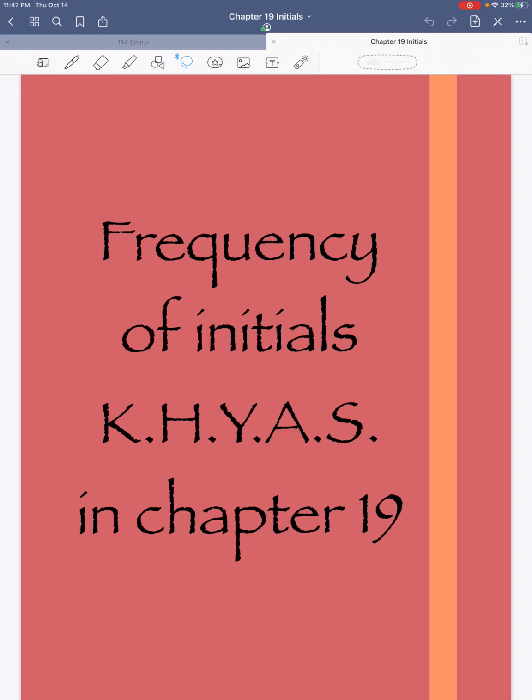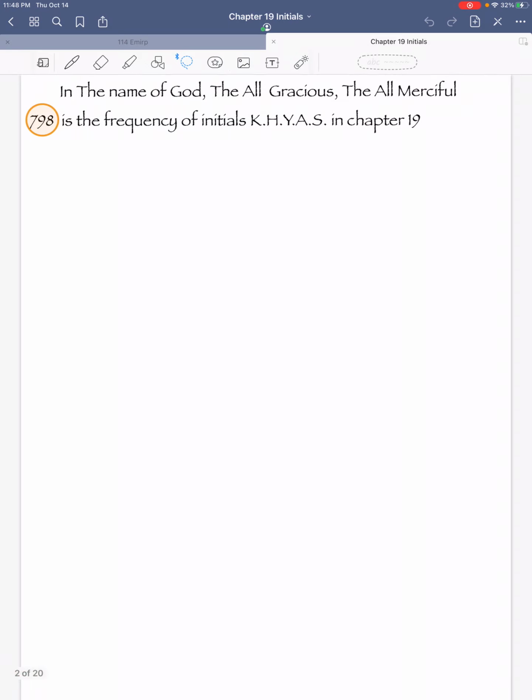Okay, we are going to take a look at the frequency of initials in chapter 19. As we know, chapter 19 is one of the initial chapters in the Quran, and chapter 19, verse 1 consists of 5 initials: Kaf, Ha, Ya, Ain, Sad, or as we have it here, K-H-Y-A-S. We're going to see the relationship between these 5 initials and the mathematical structure of the Quran. In the name of God, the all gracious, the all merciful.